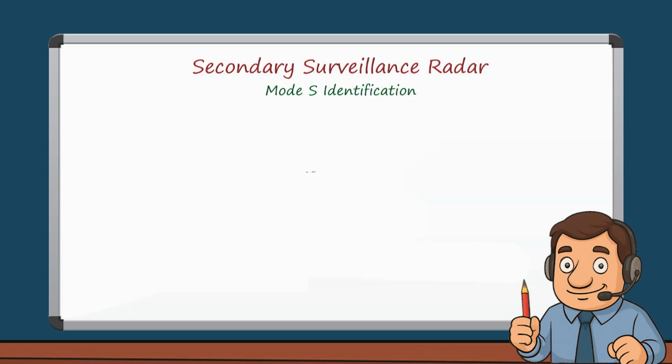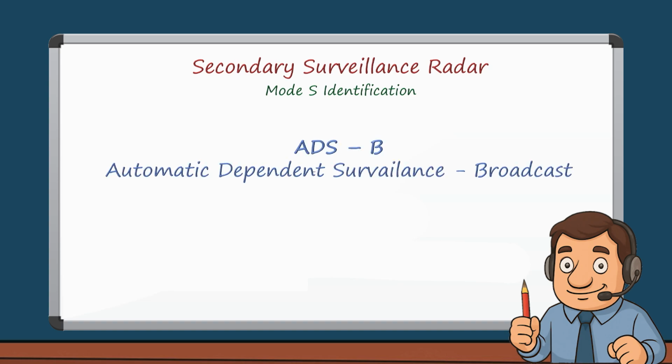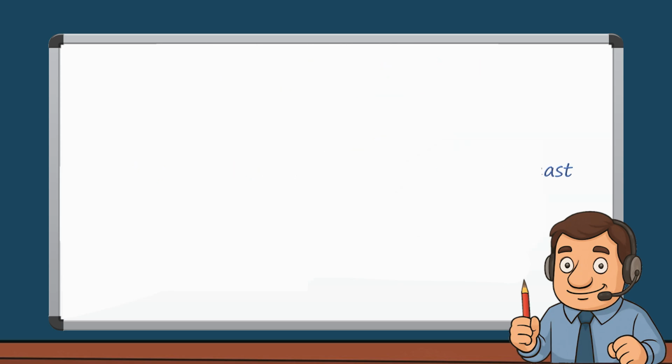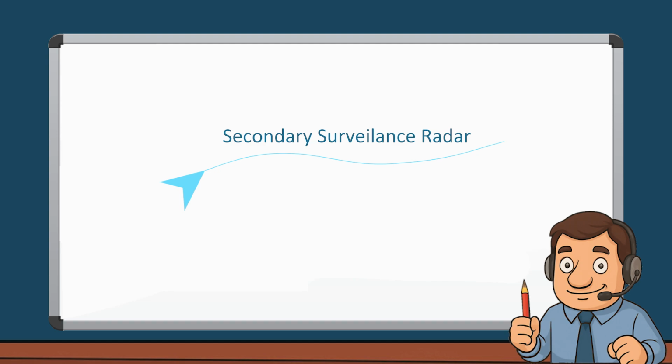Alongside Mode Sierra, you also have the excitement of ADS-B, Automatic Dependent Surveillance Broadcast, sending data directly from the airplane computer broadcast to you, but at the time of this video this is not yet implemented on VATSIM, maybe sometime in the future. For now, this is all you need to know about the secondary surveillance radar.